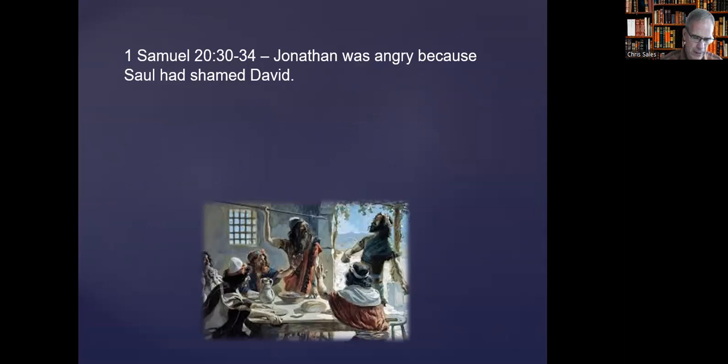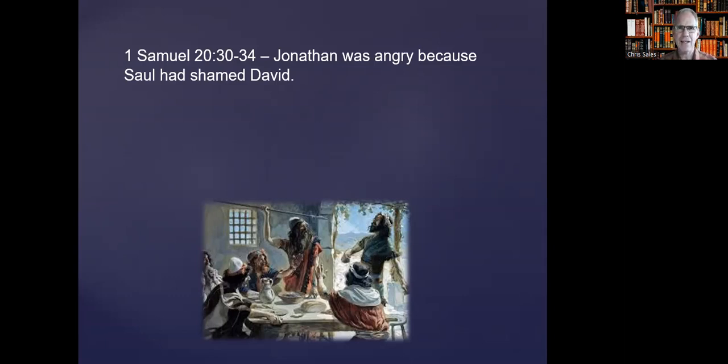And we'll just pick up the story in verse 30. Saul's anger was kindled against Jonathan, and he said, "Thou son of a perverse and rebellious woman, do I not know that thou hast chosen the son of Jesse to thine own confusion and the confusion of thy mother's nakedness? For as long as the son of Jesse lives upon the ground, thou shalt not be established, nor thy kingdom." See, for Saul, it was all personal. It was all about him.